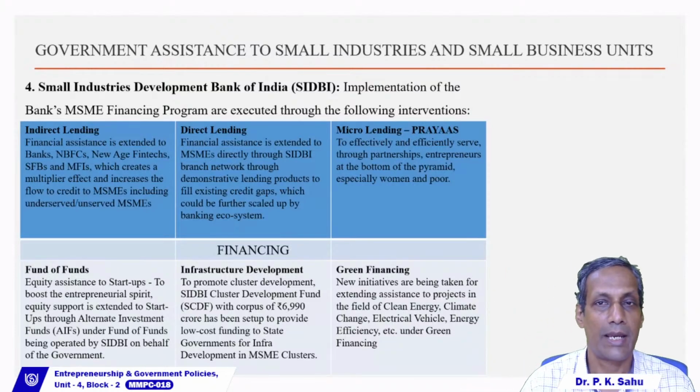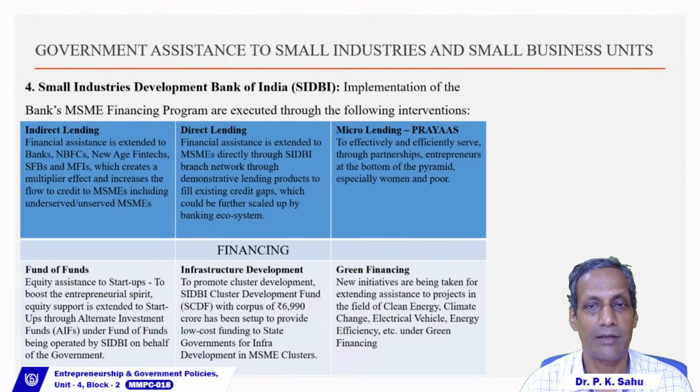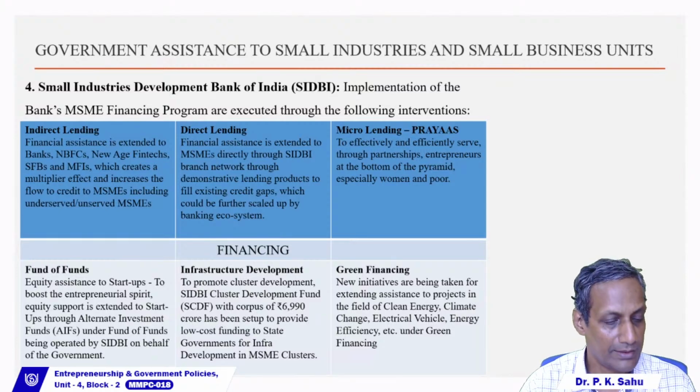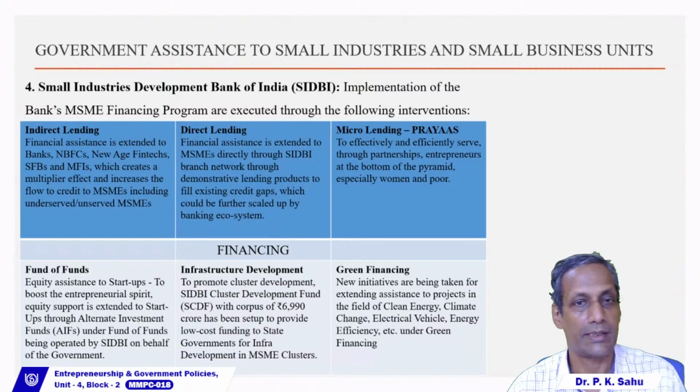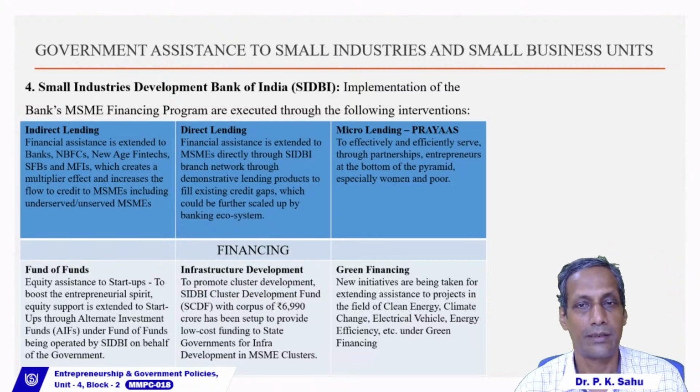If we take a look at SIDBI, implementation of the bank's MSME financing program is executed through these 6 interventions. First is the indirect lending. Second is the direct lending. The third is micro lending or Prayas. The fourth is fund of funds. Fifth is infrastructure development. And sixth is the green financing.